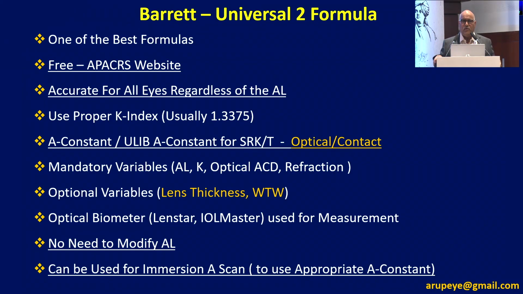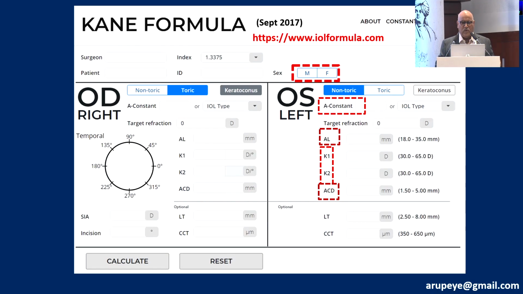This can also be used if you have used an immersion A-scan, or even a contact A-scan with ultrasonic biometry. The only thing is, the A constant has to be proper. It will be written on the box what A constant should be used for ultrasonic biometry if you have done the contact biometry. So this has to be kept in mind.